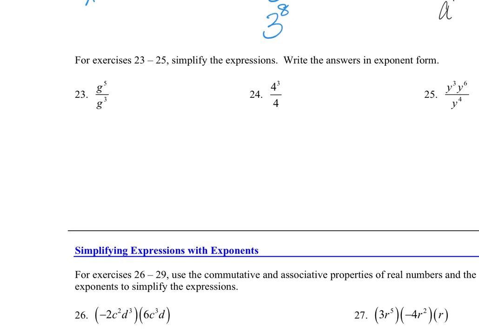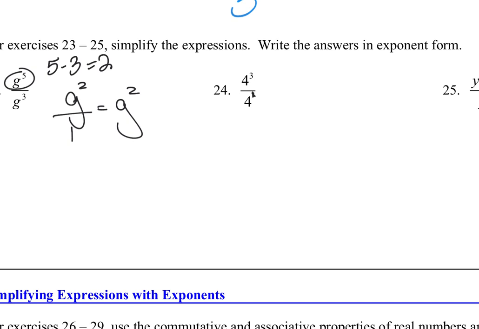23, we're going to write the answers in exponent form. All right, so this is 5. We're going to say 5 minus 3 gives me 2. My biggest exponent's in the numerator, so that's where my leftovers will be. So I'll have g squared, and of course you could put it over 1, but really you just need the answer of g squared. Here, there's an understood 1 on 24 as well. Don't forget about that. So you're actually saying 4 to the 3 minus 1, which gives you 4 squared.